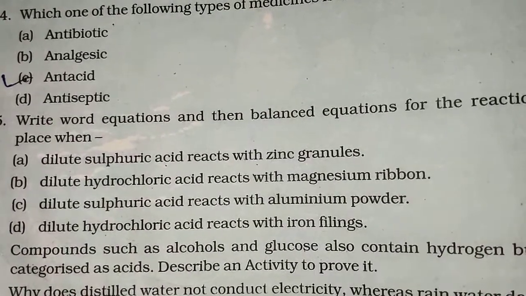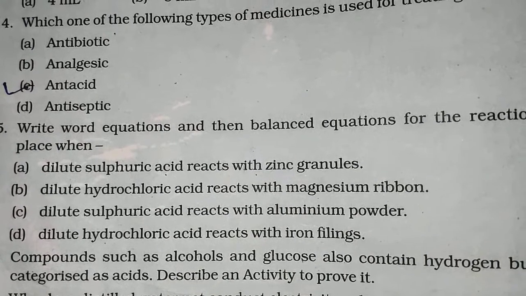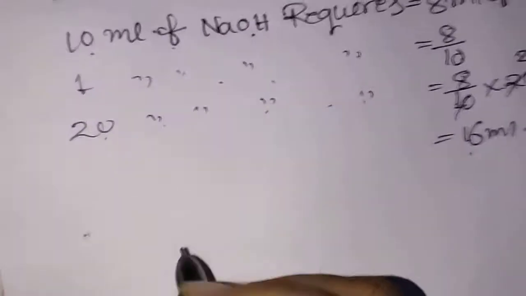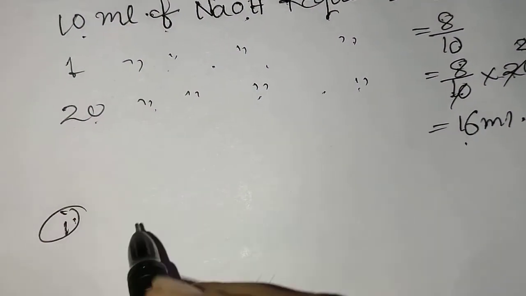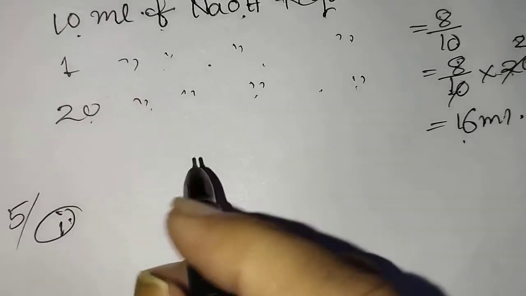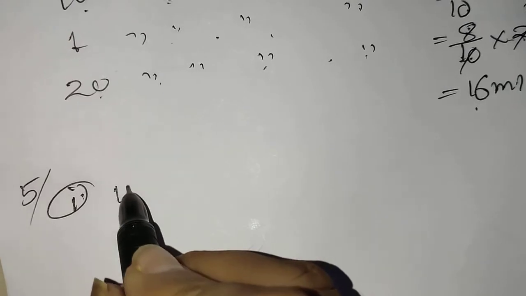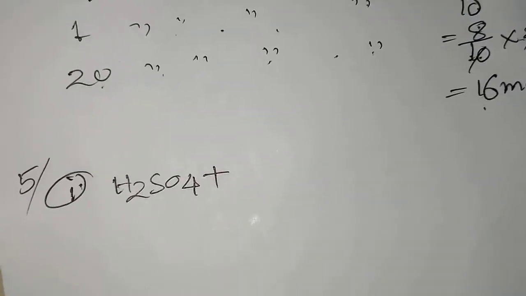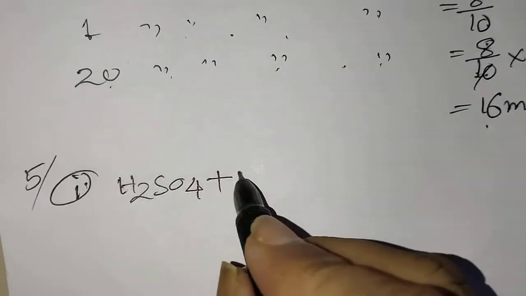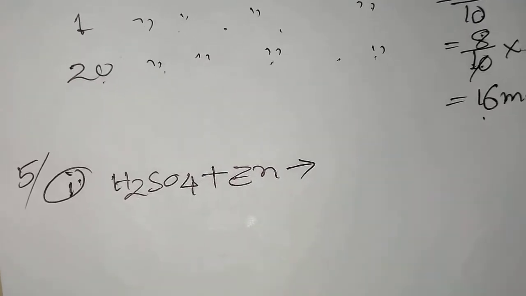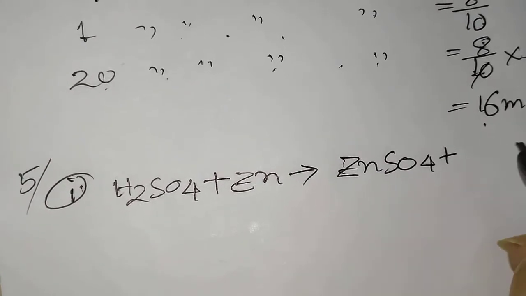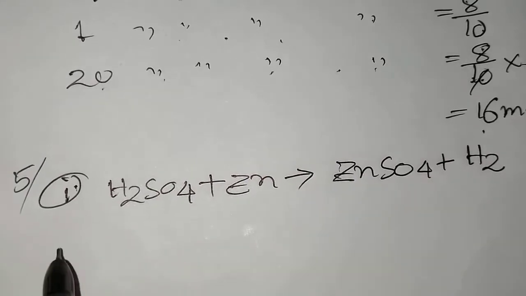Next, write word equations and then balance the equation for the reaction taking place when dilute sulfuric acid reacts with zinc granules. Whenever dilute sulfuric acid reacts with zinc granules, what will happen? Dilute sulfuric acid, H2SO4, plus zinc granules, Zn, will give ZnSO4, zinc sulfate, plus H2. This is question number 1.